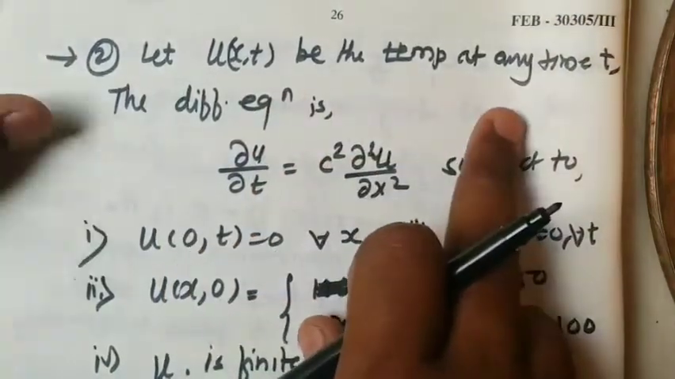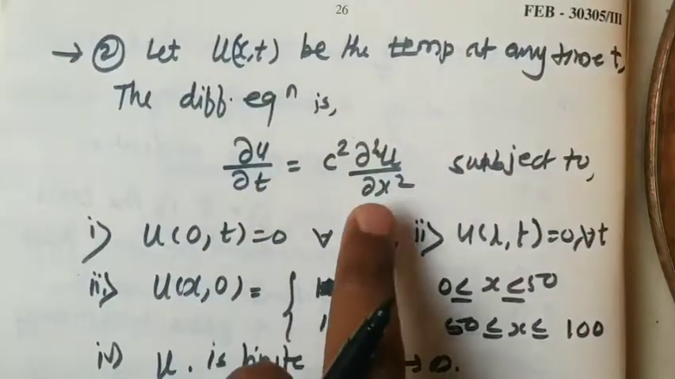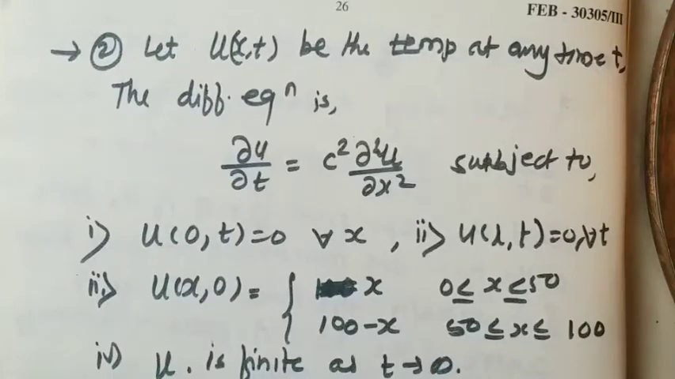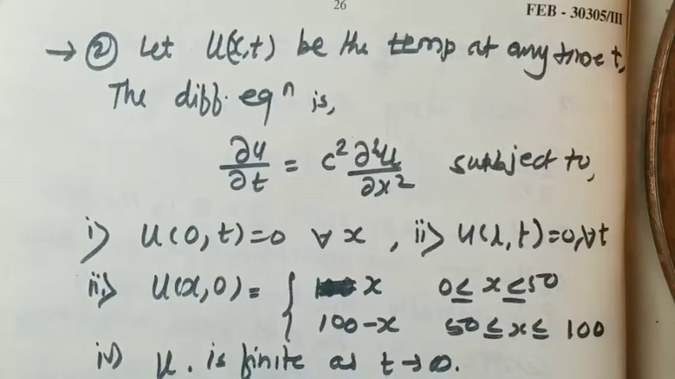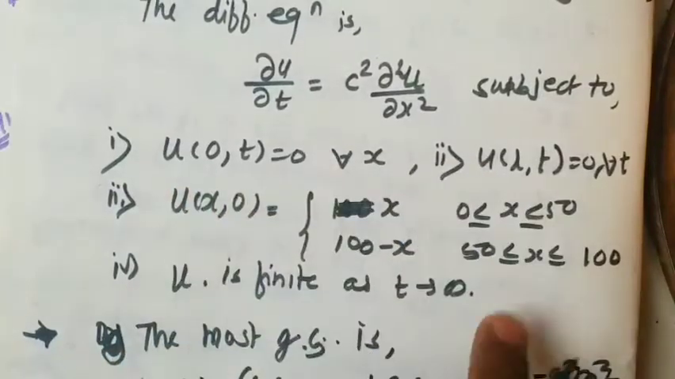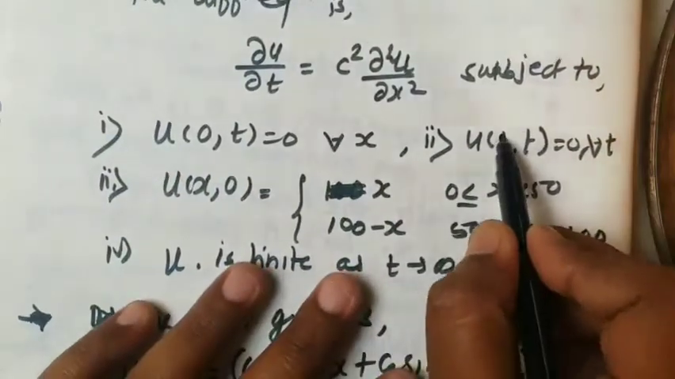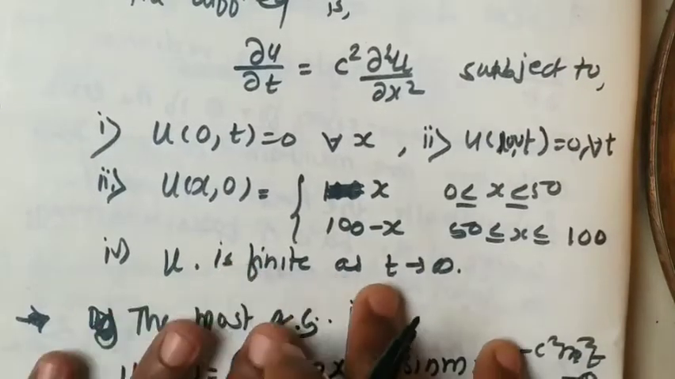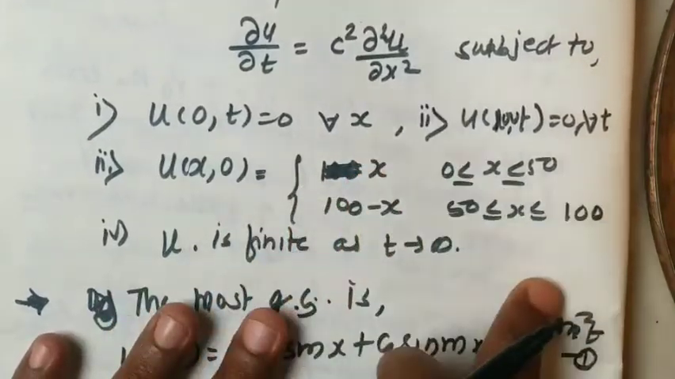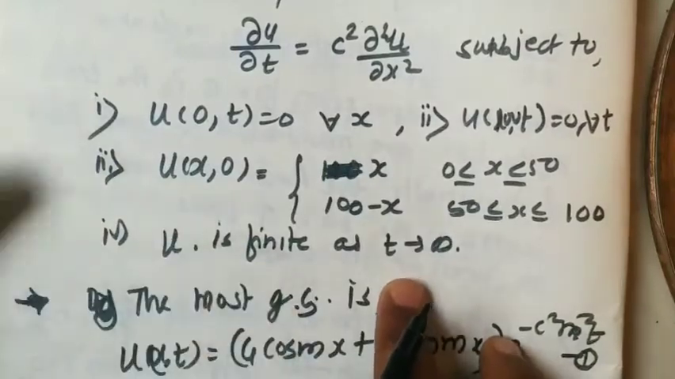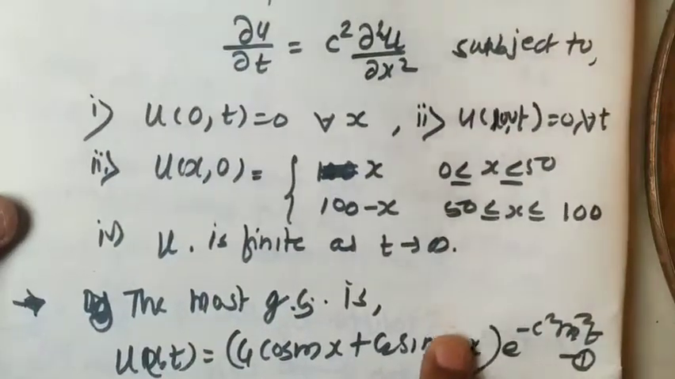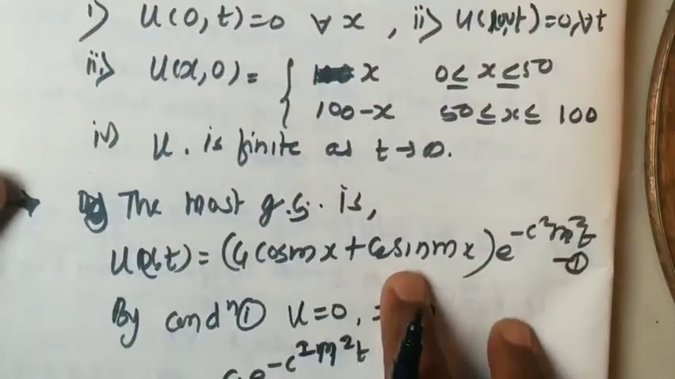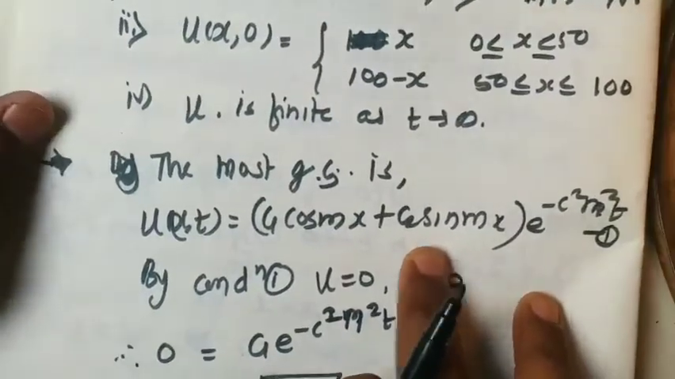Let u of x,t be the temperature that we have to find. So this will satisfy the heat equation del u by del t equal to c square del 2u by del x square, subject to the conditions at boundary points x equal to 0 and x equal to L. Here L is 100. Okay, so both are 0, and u of x,0 is this, it is a discontinuous function, and u is finite. This is the fourth condition when t tends to infinity.